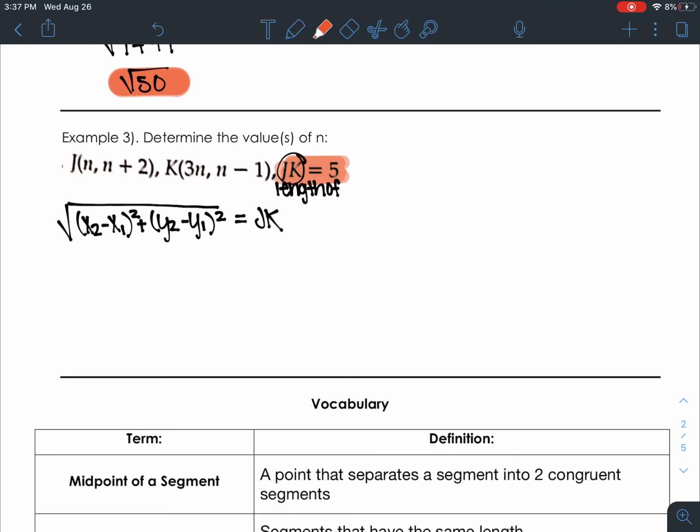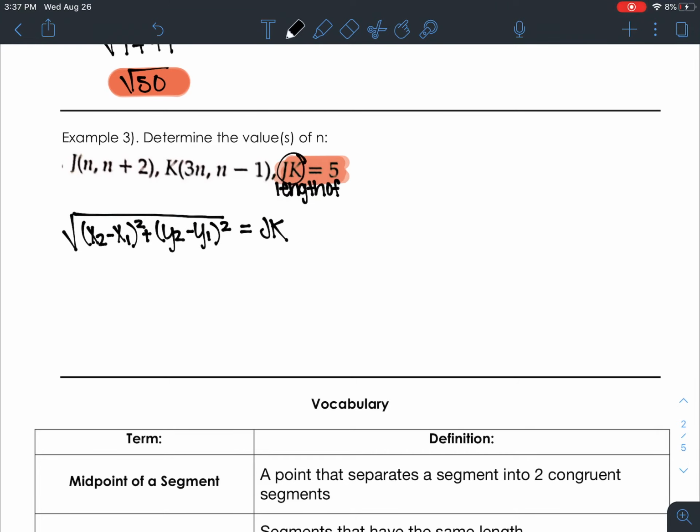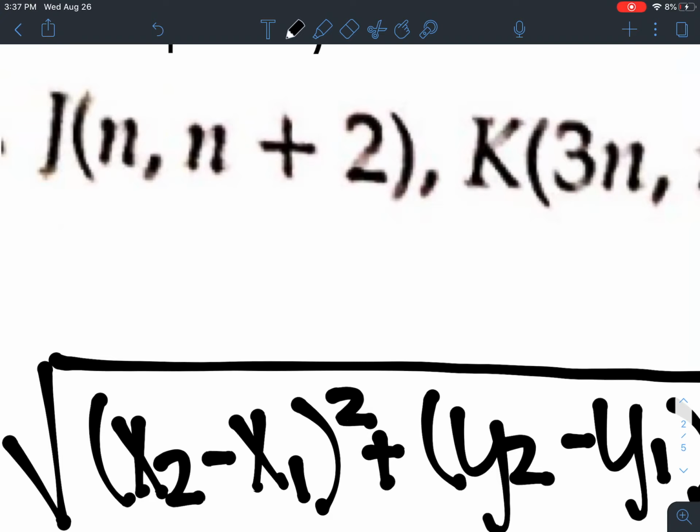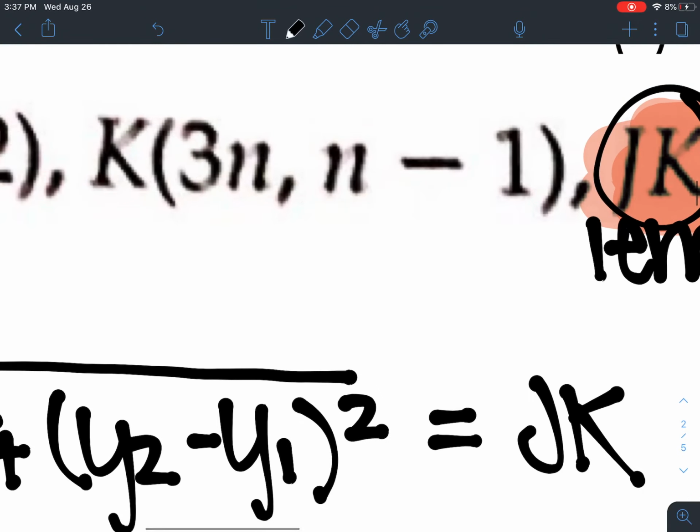Okay, now next step is I'm going to label my coordinates, all right? So we're still doing the same exact stuff that we did in just a normal distance problem, okay? So I'm going to label this n, x1, and then n plus 2 is y1. The whole thing is y1, okay? 3n is x2, and then n minus 1, the whole thing, is y2.